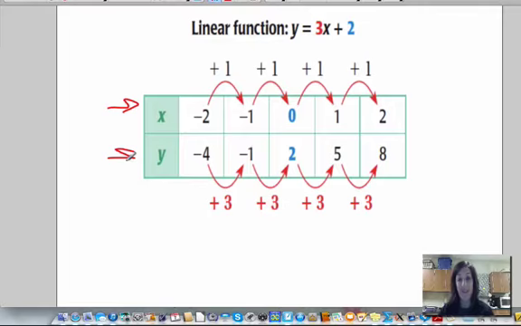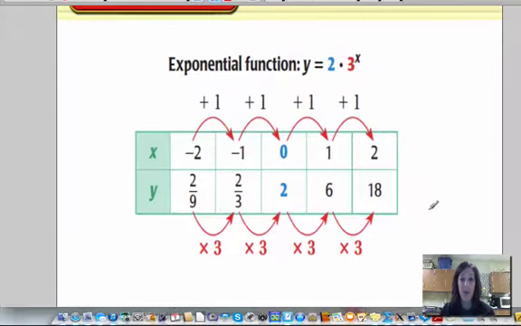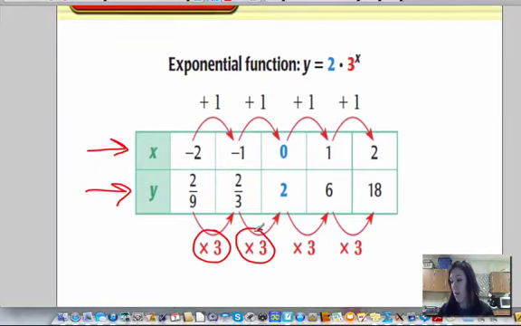So for something to be linear, you have to have an additional change, so an adding of a number to get to your next y value. Now exponential growth is a little bit different. In exponential, you are going to have a times a certain number. So your x values are still going to be constant. However, your y values are going to be times a certain number. So for example, this one is times 3 every time.